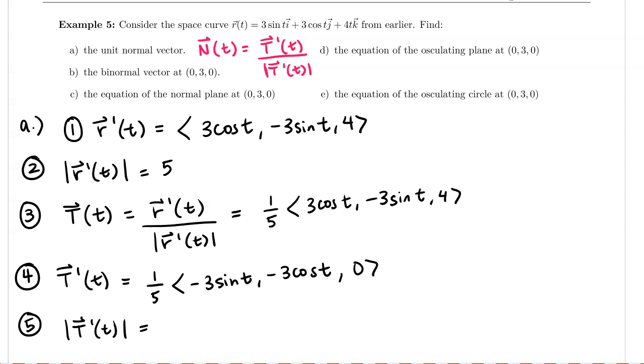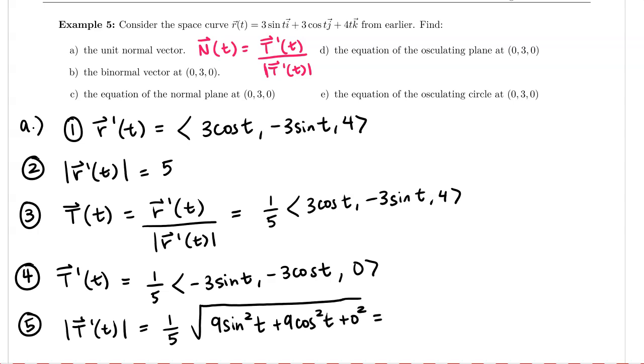Now I'd like to find the magnitude of this. I can just take the magnitude of the vector and then multiply it by a scalar factor of 1/5. So if I square each of the components, I get 9 sine squared t plus 9 cosine squared t plus 0 squared. And if we use the Pythagorean identity, that's going to give us the square root of 9, which is 3. And then if I multiply that by 1/5, that will give me 3/5.